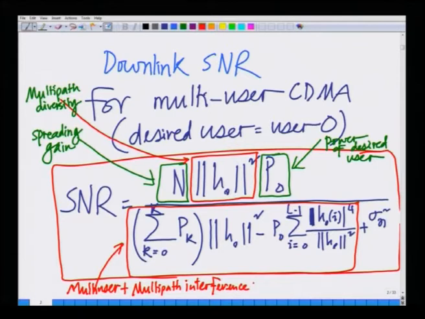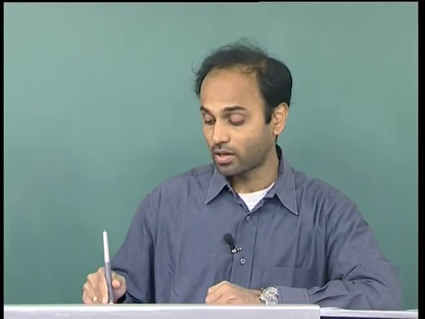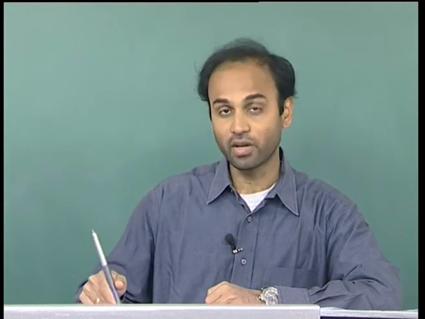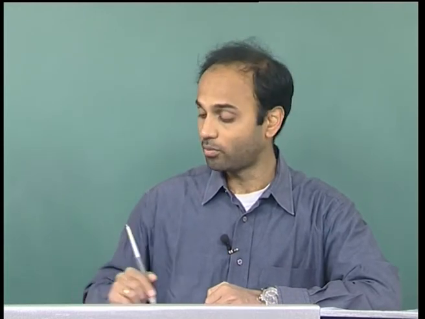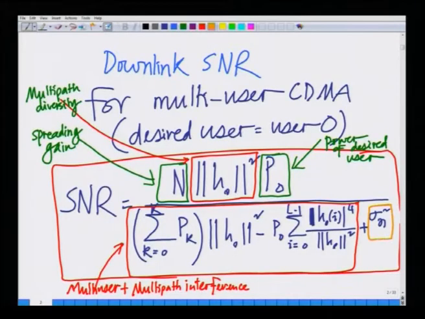Look at this, it has all powers including user 0 and all the rest of the users. Now, user 0 power is arising because of the multipath interference. The other users' powers are over here because of the multi-user interference. However, they are suppressed by a factor of N, that is why you have an N in the numerator. And this is what we traditionally have in any communication system, the thermal noise or the additive white Gaussian noise.